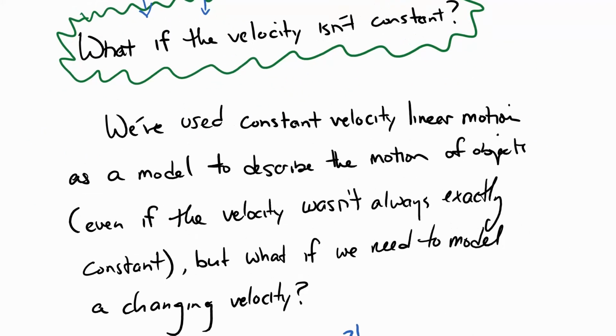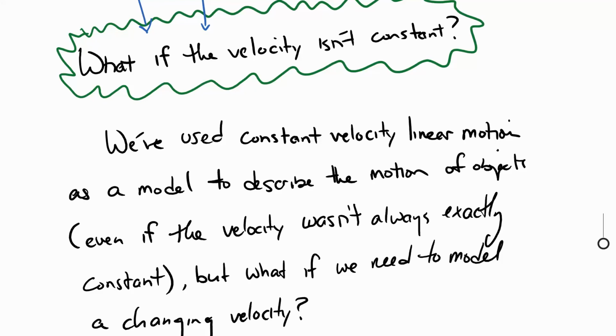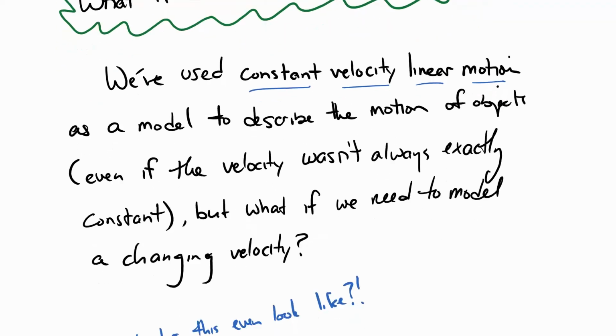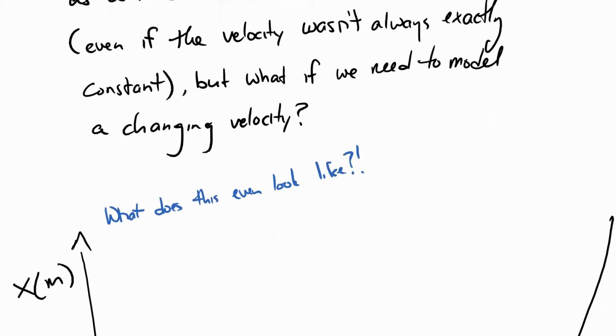So now we've been talking about this, and we've been using constant velocity, linear motion, it's the textbook's very kind of clunky way of saying this, constant velocity, linear motion, as a model to describe the motion of objects. So even when I was walking in class, we talked about me having a constant velocity, even when we saw it wasn't exactly constant. And so this has worked very well for us, but it's a very small subset of everything. So what if it's not constant? What if it's changing? So you might ask, what does this look like?